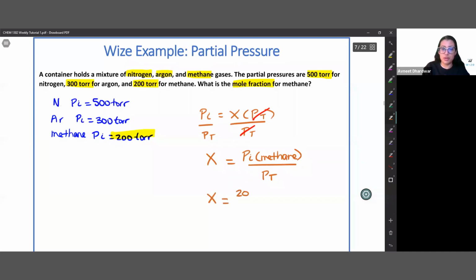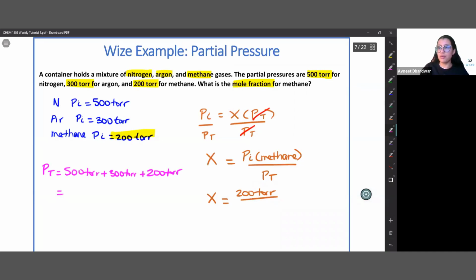So we have 200 torr over the total pressure. Remember, to calculate total pressure, you need the partial pressures of each of the gases in the mixture. Here we have nitrogen, argon, and methane, and we're given all of their partial pressures. So we can calculate the total pressure by adding up those partial pressures: 500 torr plus 300 torr plus 200.